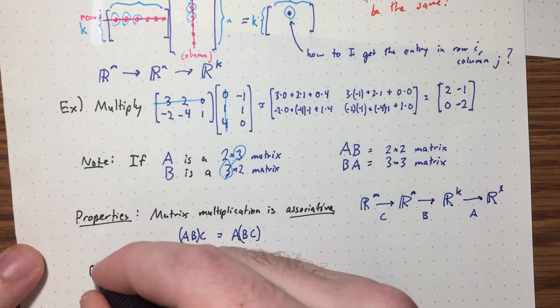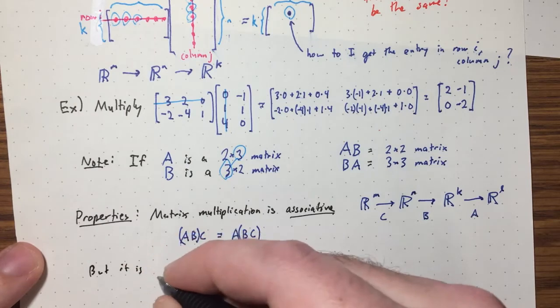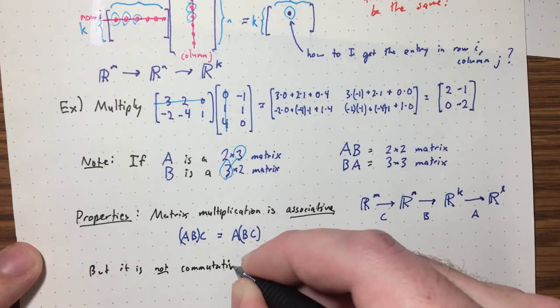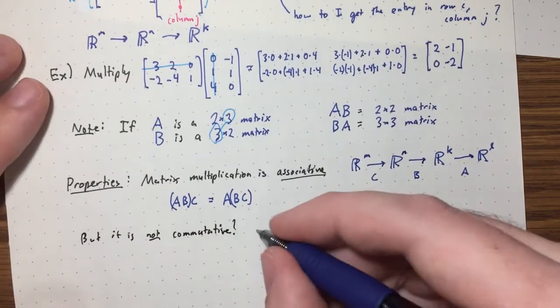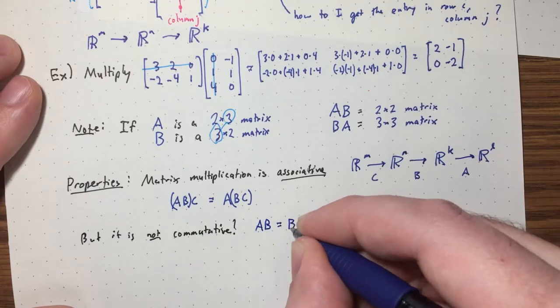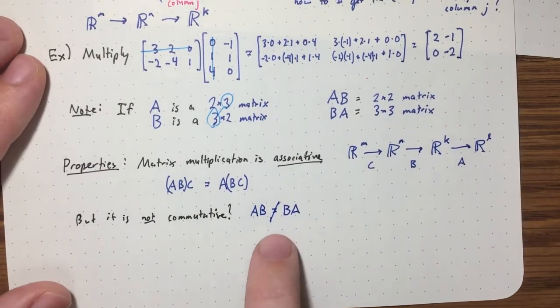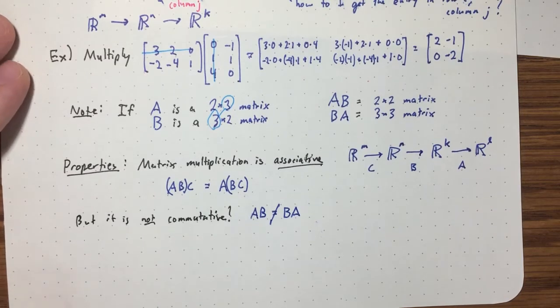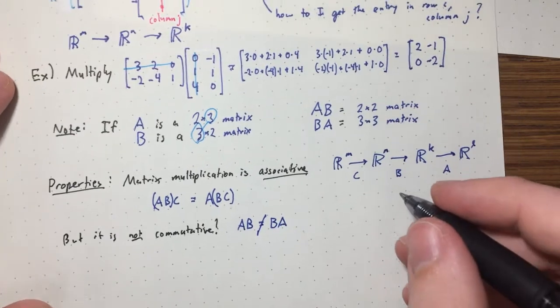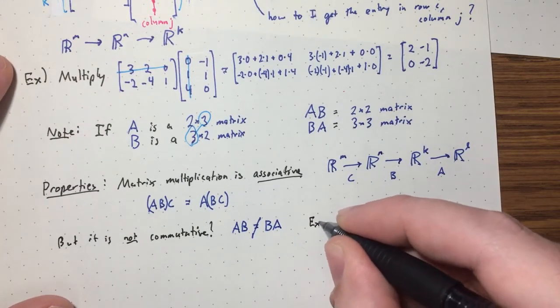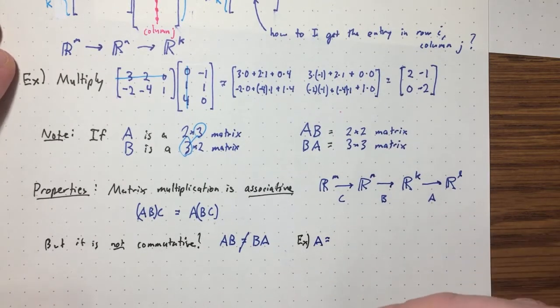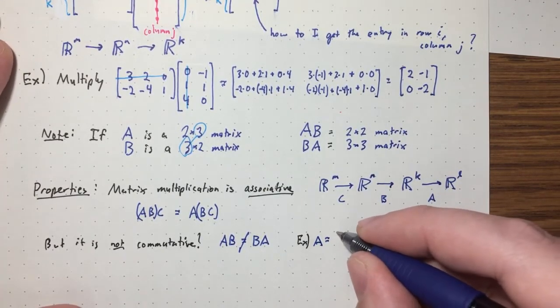However, it is not commutative. And commutative means that AB equals BA. That's not true. So I'll put a not equal there. And so here's an example. Let's take matrix A to be a 90-degree rotation counterclockwise.